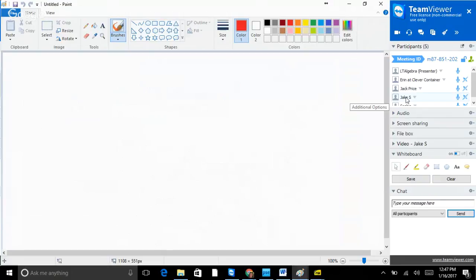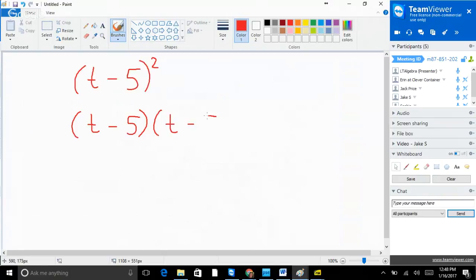So let's do another one. Let's do t minus 5 squared. And I asked you to basically evaluate or simplify, is what the directions are going to say. Because it's squared, you can rewrite this as t minus 5 times t minus 5. Everybody okay with that, right? We can rewrite it like that.